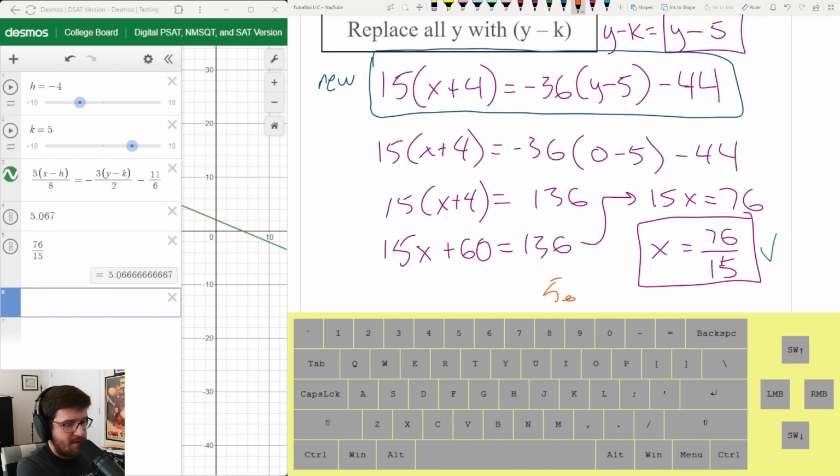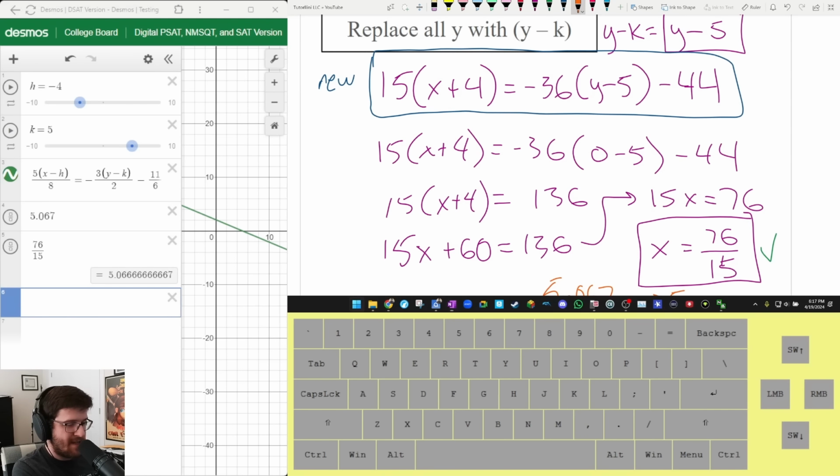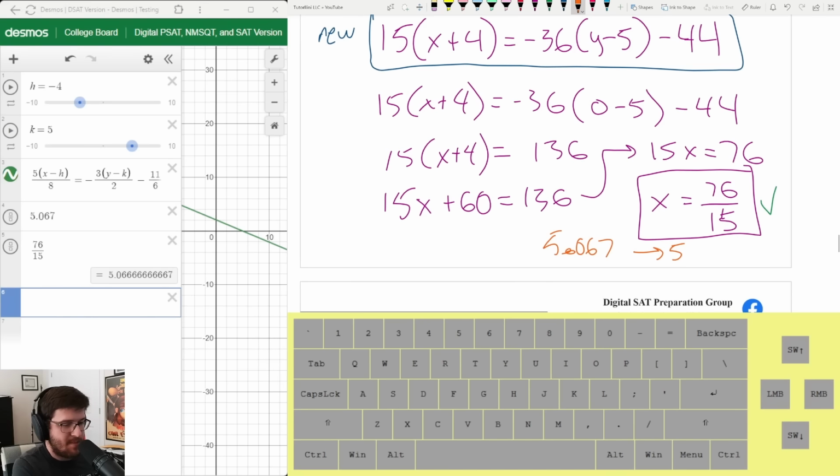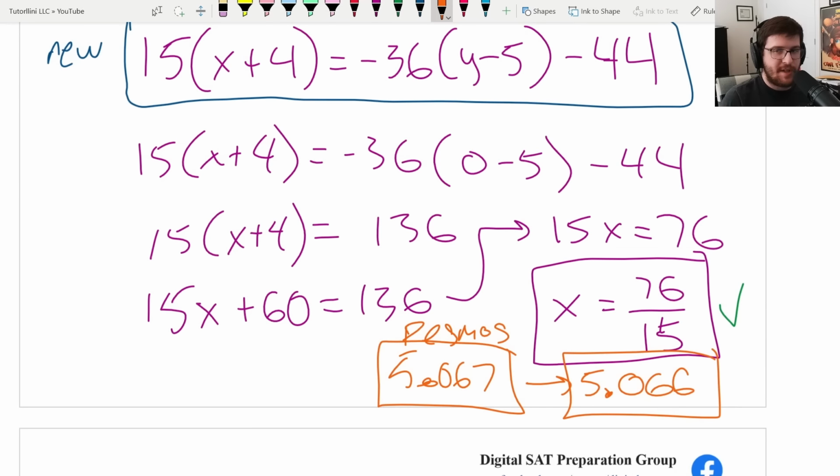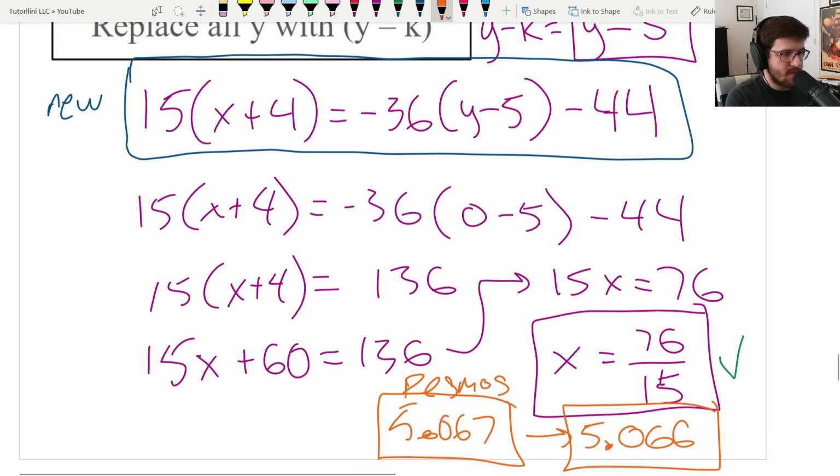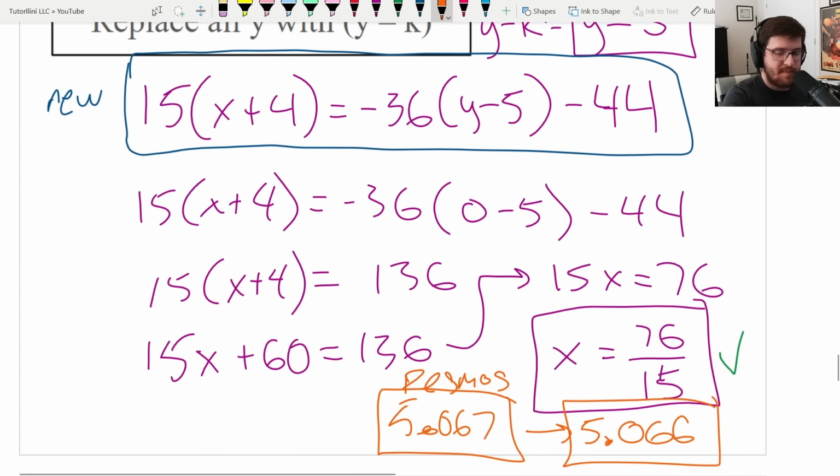If you were going to do it by hand, I would do 76 over 15. If you're going to do it by Desmos, I would do 5.067. I suppose you could also truncate, which means you did it by hand and just felt like doing a decimal. I don't know why you would do that. You could do 5.066 as well, but I would definitely go with 5.067 because Desmos just tells us that. And that is really convenient. Great, let's keep moving.